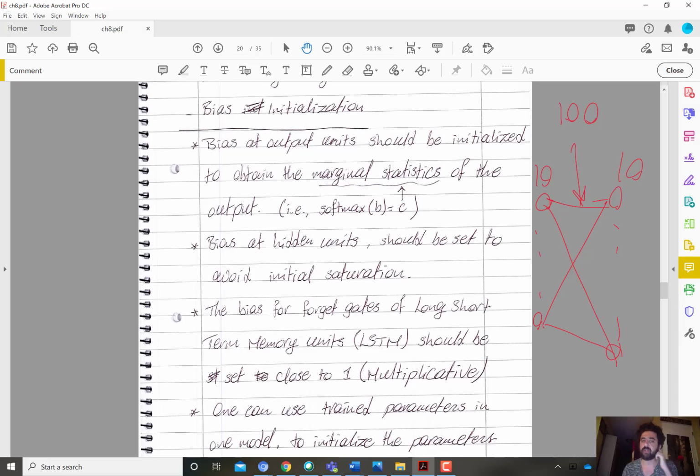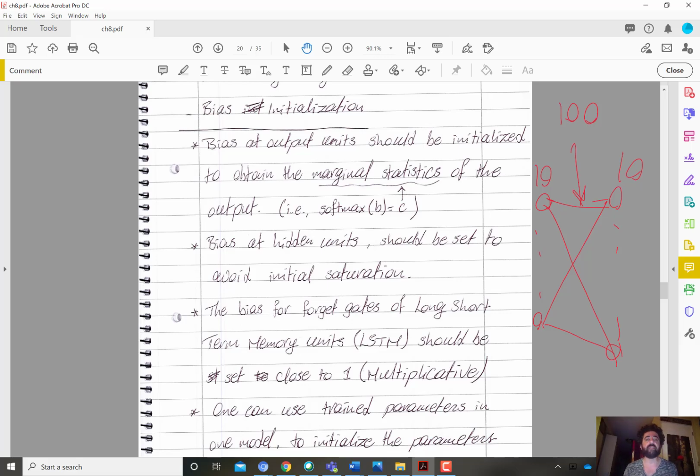I should initialize the bias parameters of the softmax units to the marginal probabilities, right? So if I believe that 10% of the images are images of cats, then the bias parameter of the first softmax unit should be 0.1. If I believe that 50% of the images correspond to humans, then the bias parameter of the softmax unit corresponding to the class of humans should be 0.5, and so on. So this is for the output units.